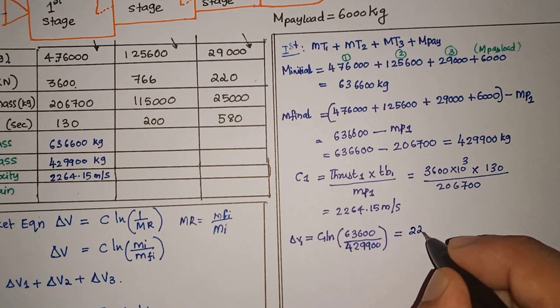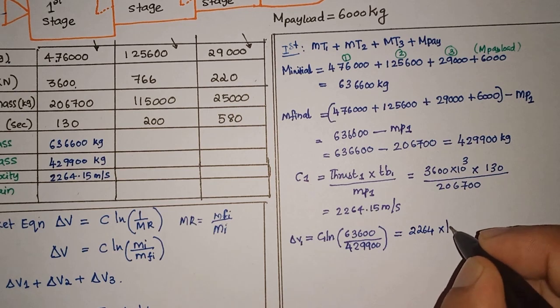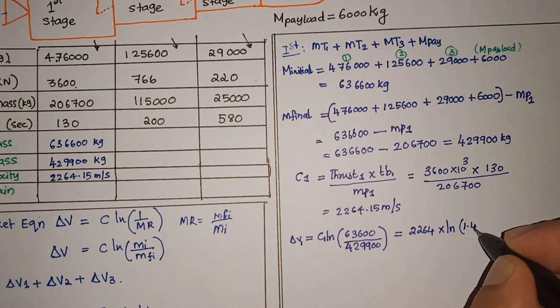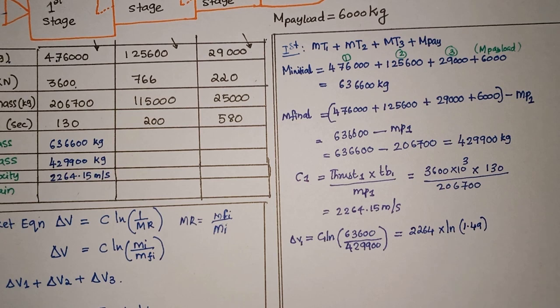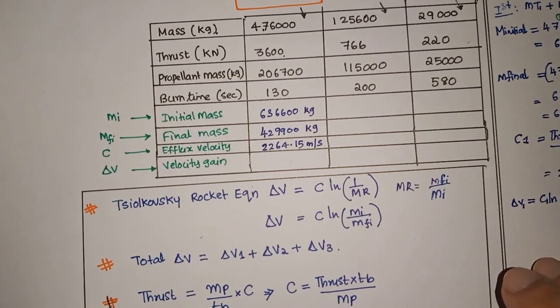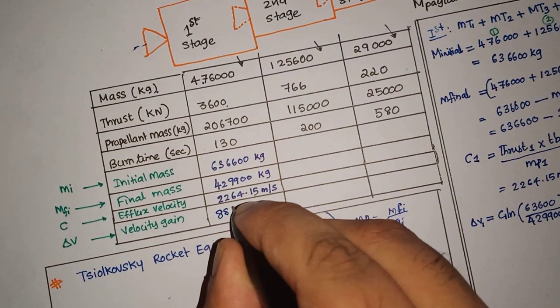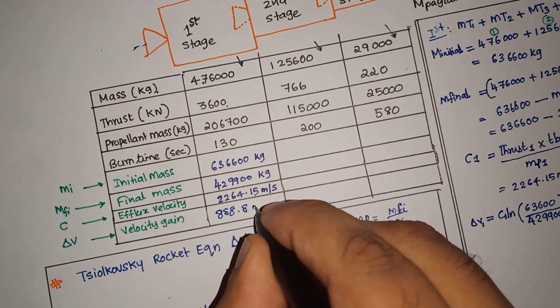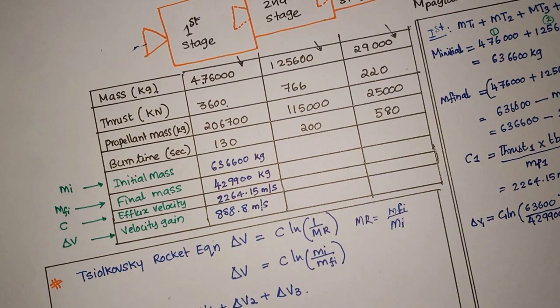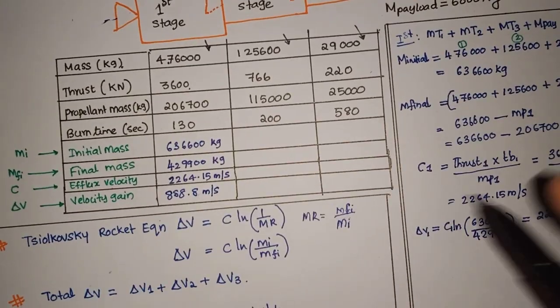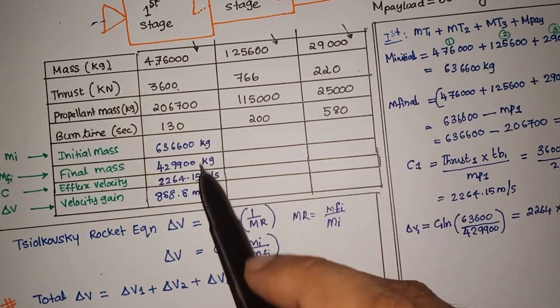Now if you do this calculation, you see one value is around 2264. Now you do 2264 times ln of 1.48 or 1.49. You can just work it out and see. So this is going to be around 888.8 meters per second. You can fill this value in over here: 888.8 meters per second.